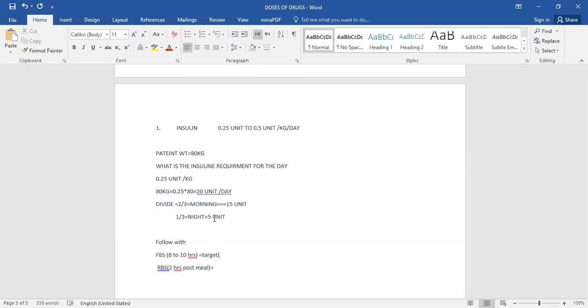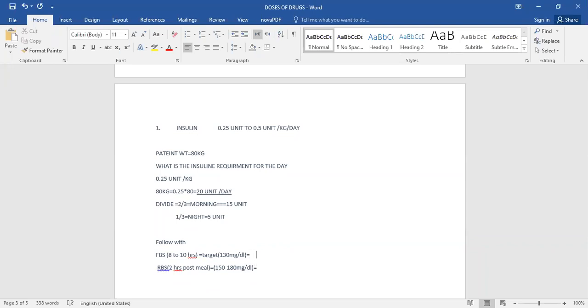No, the target is less than 130 milligram per deciliter. This is the target for you to maintain. 100 is also acceptable, but even 130 is not bad. For the RBS, the target is 150 to 180 milligram per deciliter. Now you ask the patient to monitor his sugar levels.